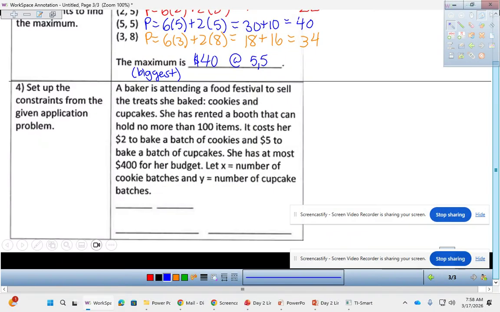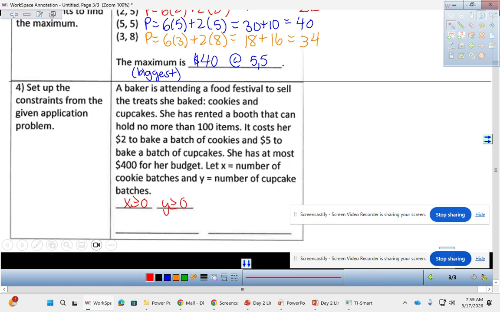So there are 4 blanks. I know that the first 2 are always going to be this, so I'm just going to get those 2 out of the way. We always have our zeros. In this problem, we're talking about cookies and cupcakes, and we can't have negative cookies or cupcakes. So that's that part.